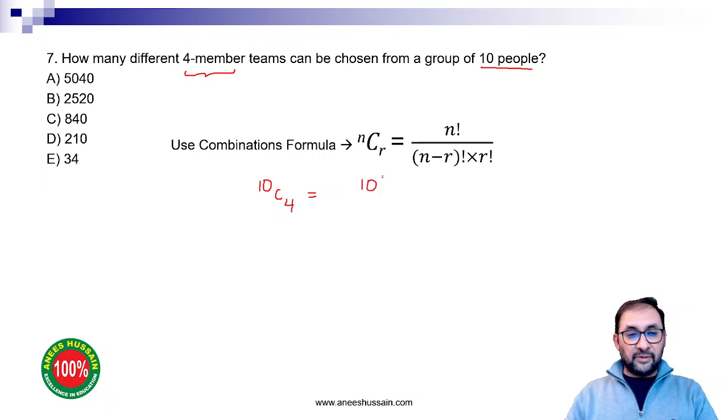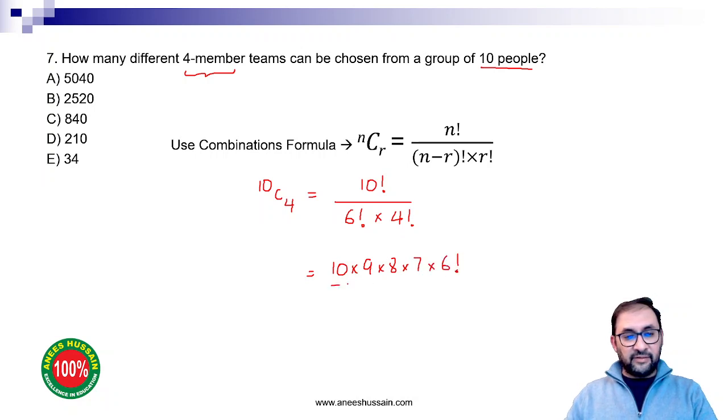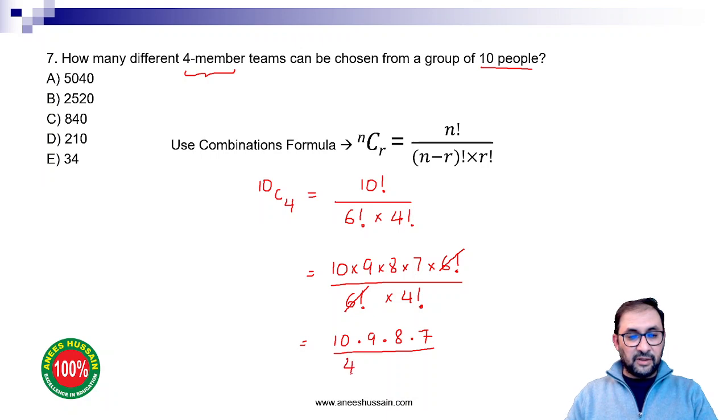This is going to be 10 factorial divided by 10 minus 4, which is 6 factorial, times r, which is 4 factorial. When you expand this, you get 10 into 9 into 8 into 7 into 6 factorial divided by 6 factorial times 4 factorial. The 6 factorial and the 6 factorial cancel out. And what you're left with is 10 times 9 times 8 times 7 divided by 4 factorial, which is 4 times 3 times 2 times 1.